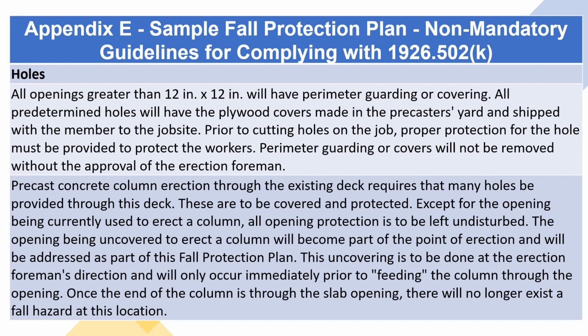This uncovering is to be done at the erection foreman's direction and will only occur immediately prior to feeding the column through the opening. Once the end of the column is through the slab opening, there will no longer exist a fall hazard at this location.